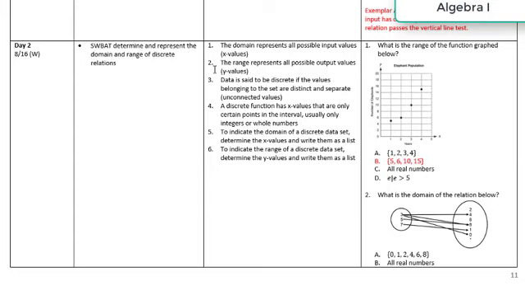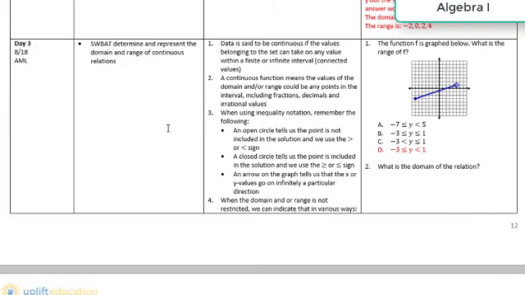Your scholars have probably never heard of this before, so make sure you're defining it well and asking consistently for them to define it themselves, because actually writing the domain and range from all of these multiple representations should be fairly simple. Day 3, this is that AML.